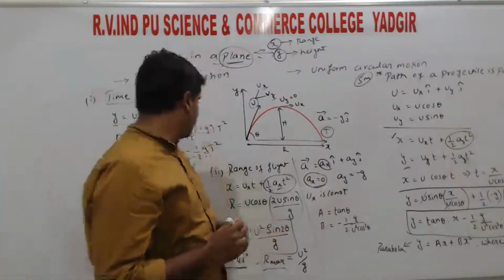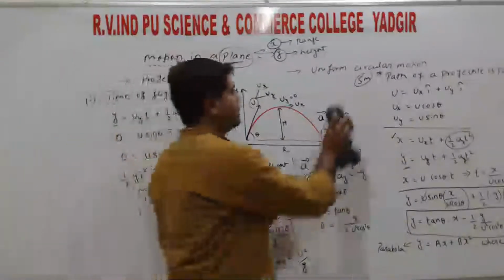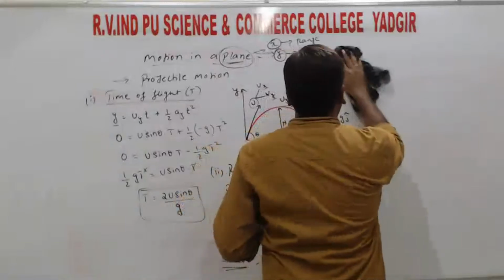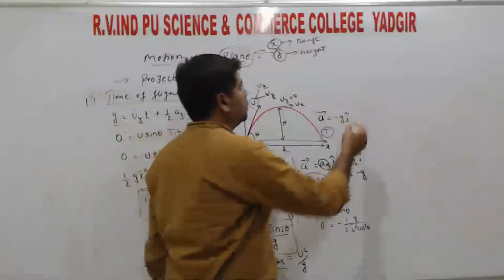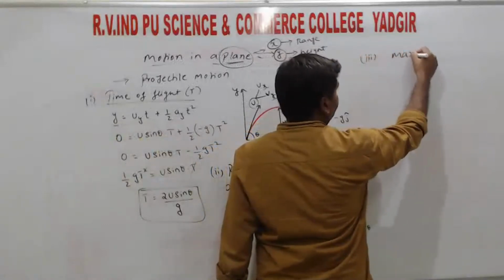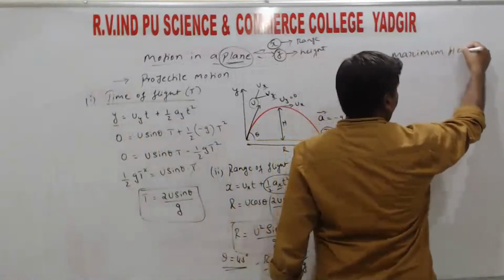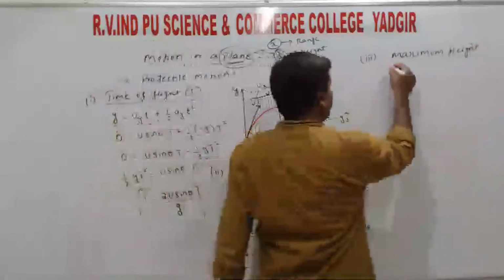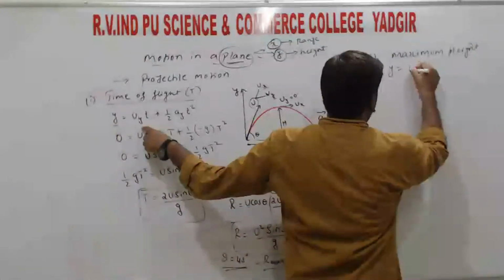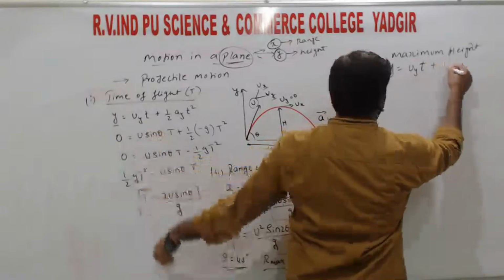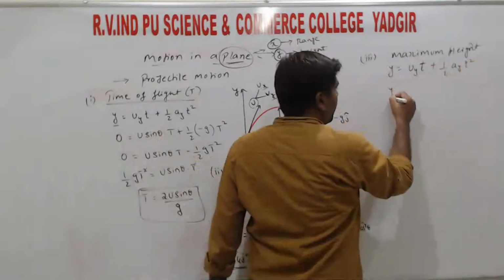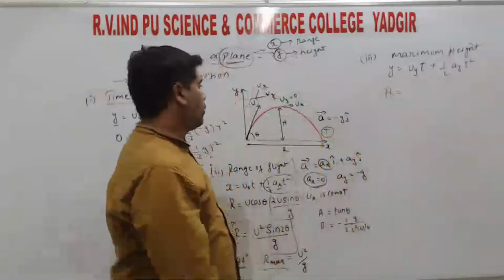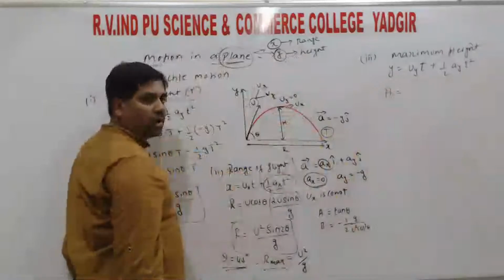So the last remaining one is maximum height. So maximum height means again we need to consider the vertical displacement. So by taking the relation y is equal to uyt plus half ay t square, right? So y is the vertical displacement, so that we can take as height. So when it reaches here, we get the maximum height.